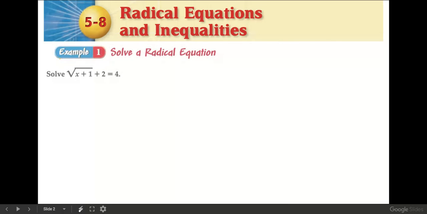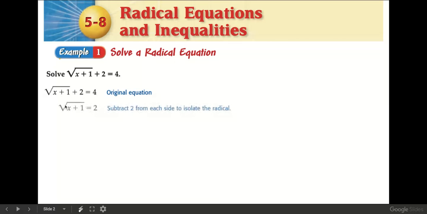Let's take a look at an example. Solve the square root of x plus 1, all inside the radical, plus 2 equals 4. I'm going to take the original equation and start solving it. The first thing I want to do is get the radical all by itself. So I'm going to subtract 2 from each side. That gives me the square root of x plus 1 equals 2. Remember that only the x plus 1 is under the radical, so that's why we got rid of the 2 there.